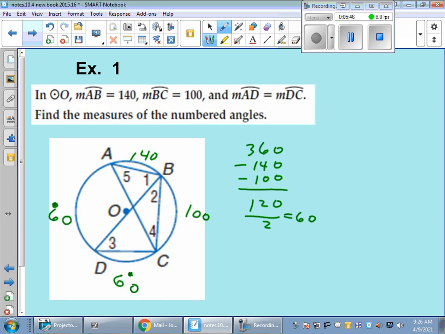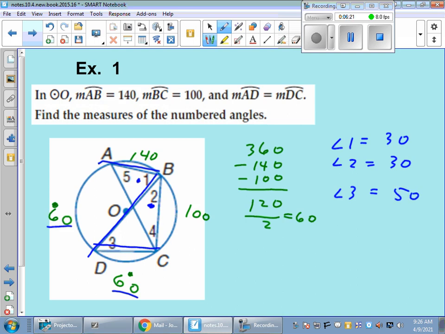So by finding all those arcs, we now are going to be able to find those angles. Here's angle 1. What arc does it intercept? Follow this, that's here. So that's 60. You want to take half of 60, so angle 1 is 30. Same thing here. Let's follow angle 2. You're going to get 60, so half of that gives you 30. Next, we want to find angle 3. Follow that to half of 100. Half of 100 is 50.